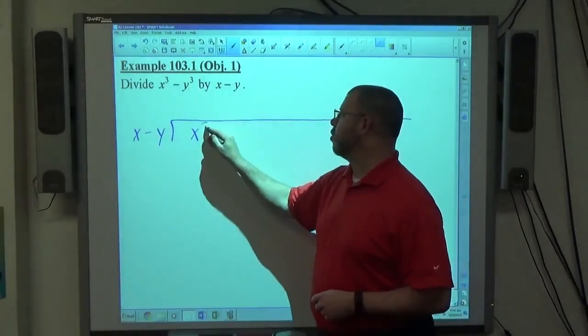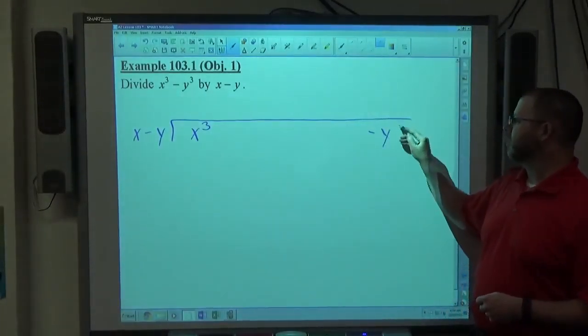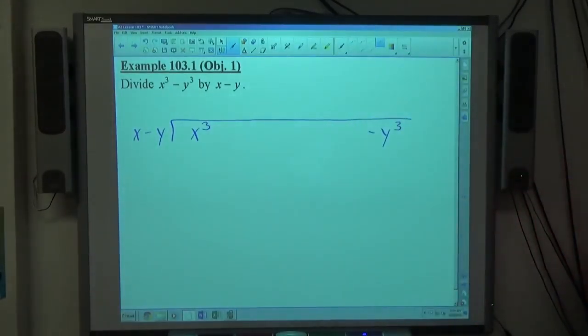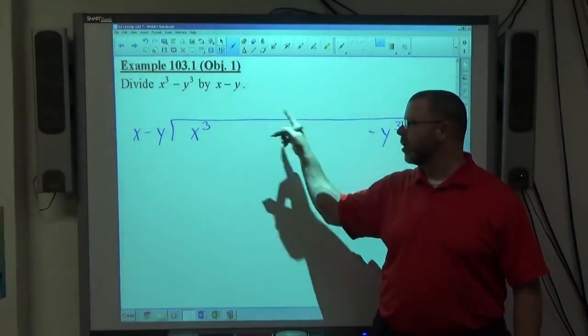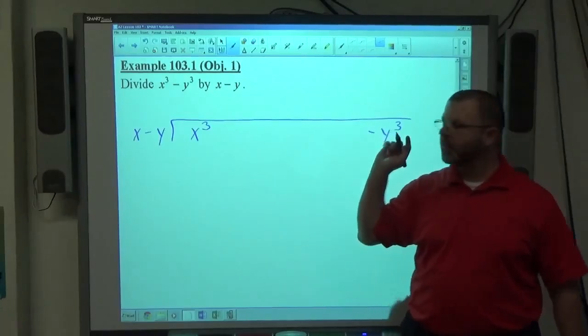So x cubed minus y cubed. Leave some space. In the process of division, if y cubed happens to show up in my product, I put that underneath y cubed. Otherwise, I put it in the space. So leave yourself ample space there for other types of terms that aren't either x cubes or y cubes to show up.